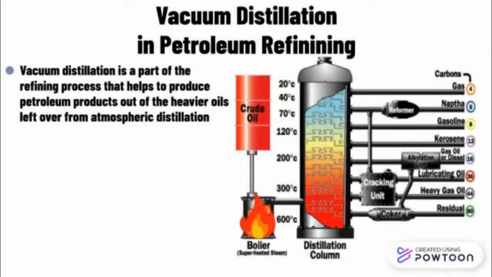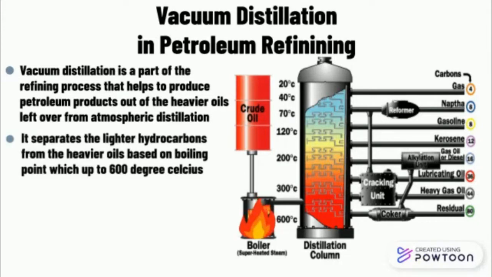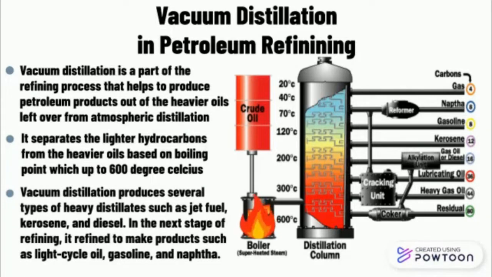In the petroleum refining industry, vacuum distillation helps to produce petroleum products out of the heavier oils left over from atmospheric distillation. It separates the lighter hydrocarbons from the heavier oils based on boiling point, which is up to 600 degrees Celsius, and produces several types of heavy distillates, such as jet fuel, kerosene or diesel, and in the next stage it produces light distillates like gasoline and naphtha.